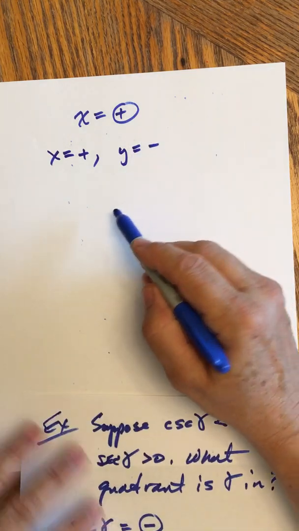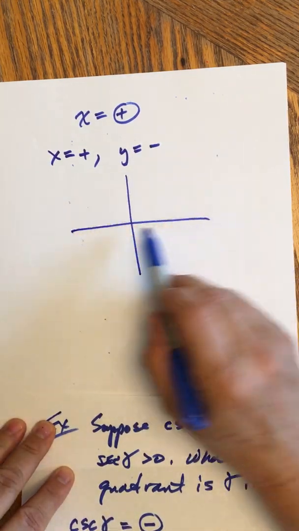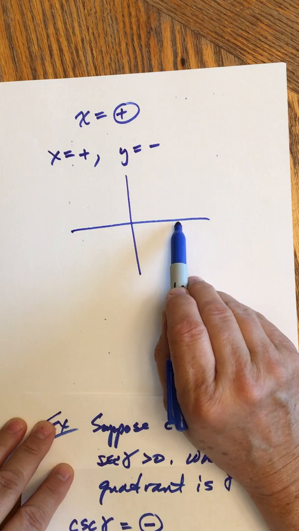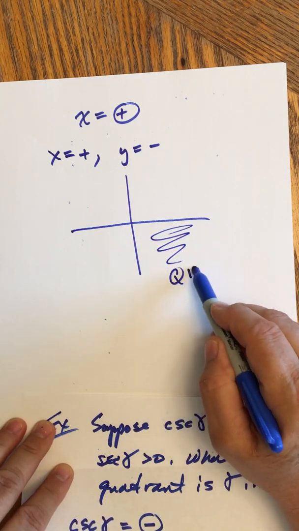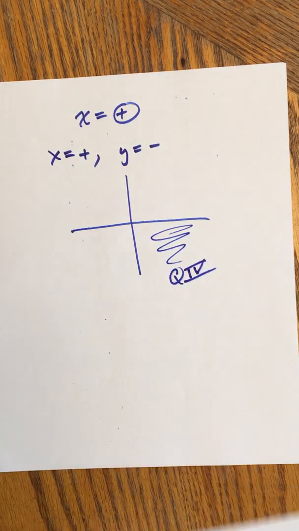So what quadrant am I in? Well, let's take a look. I move over positive in the x and then negative in the y. I'm somewhere in here, so I'm in quadrant 4. Okay.